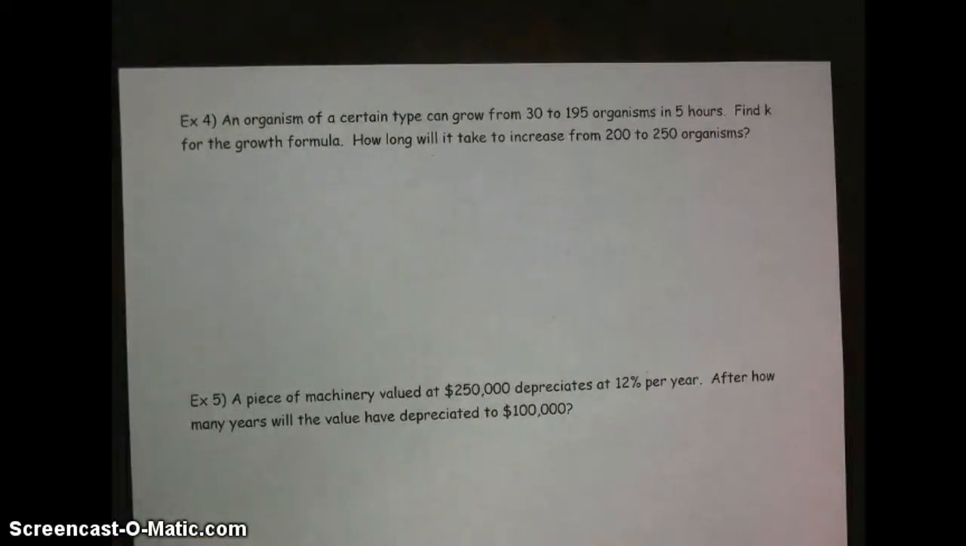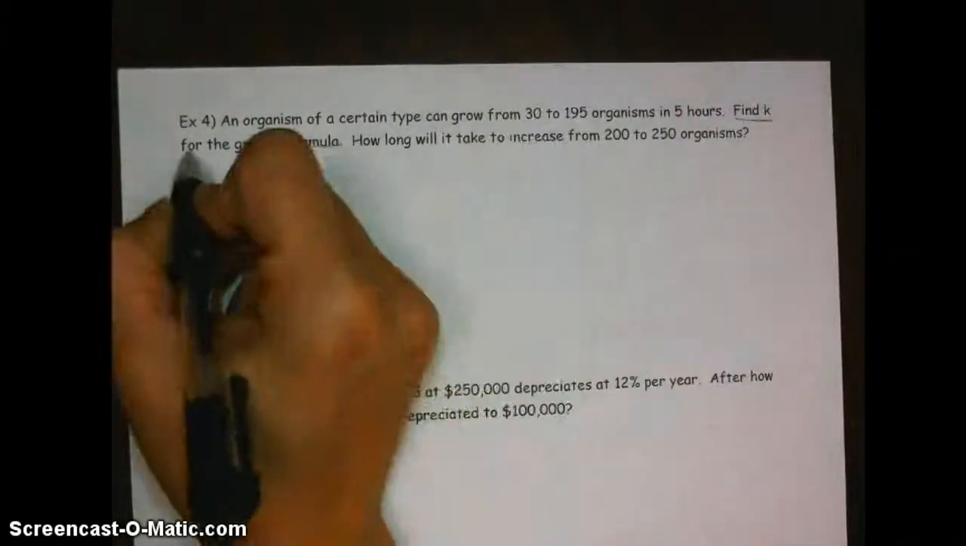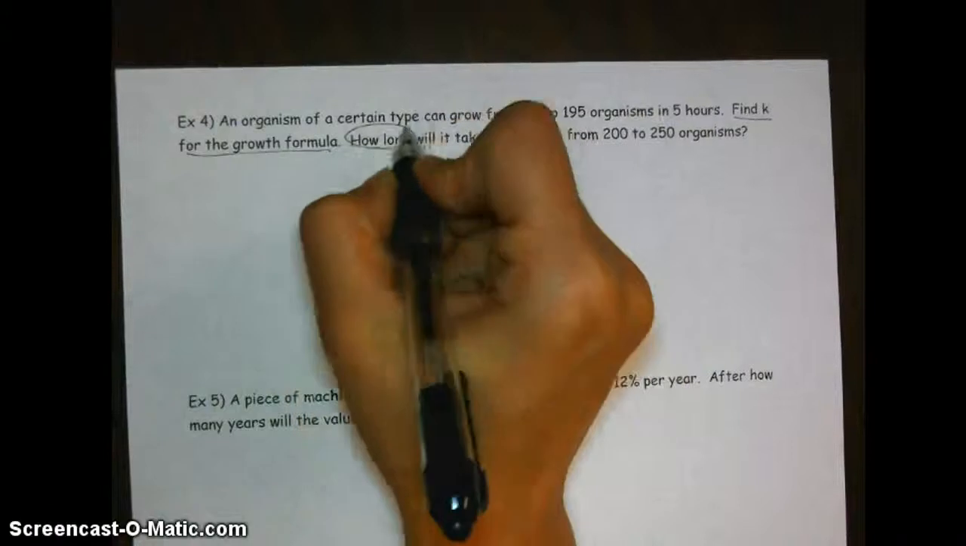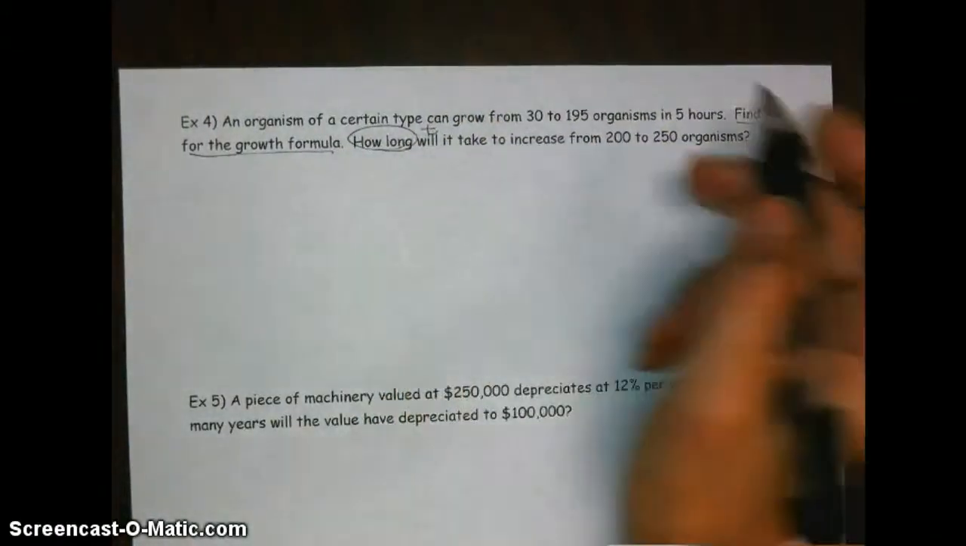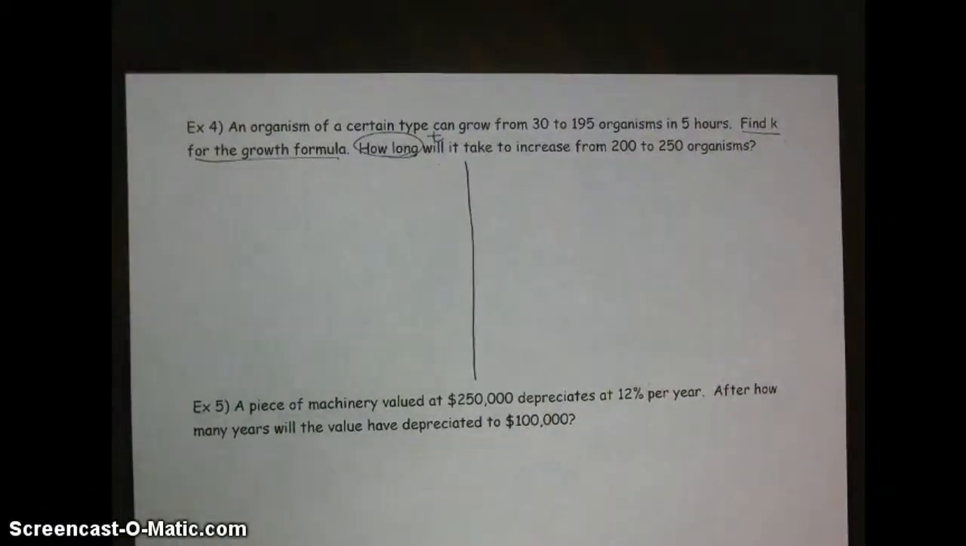An organism of a certain type can grow from 30 to 195 organisms in 5 hours. Find K for the growth formula. How long will it take to increase from 200 to 250? This one is a problem that you need to recognize as 2 parts. They give you an instruction, find K, but that's not really the final question. The how long part is the final question. So really I'm looking for T, but in order to find T, they're telling me to find K first. So this is 2 separate equations that we're going to have to build.